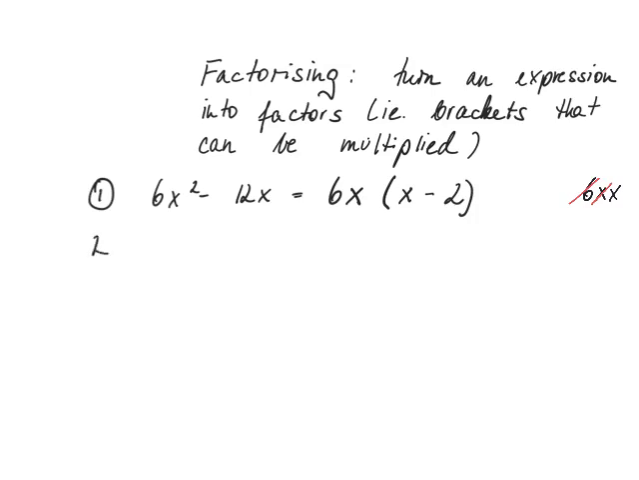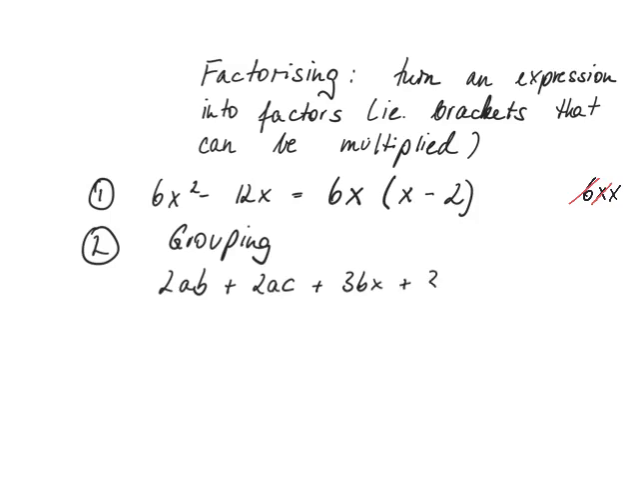Okay, so the second type of factorizing is called grouping. So we would have an expression like, for example, 2ab plus 2ac plus 3bx plus 3cx. So I divide this into two parts. This is one part, and this is the other part.